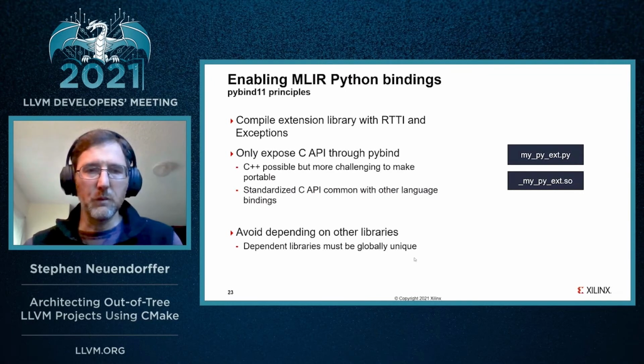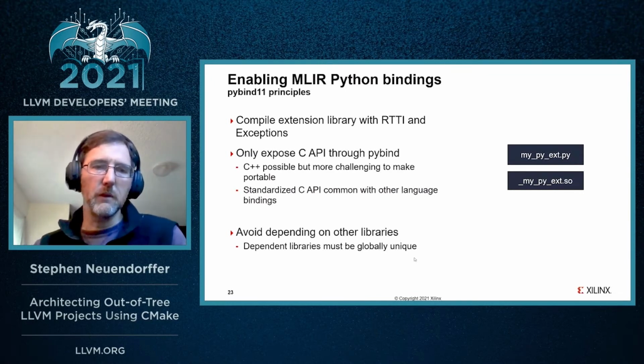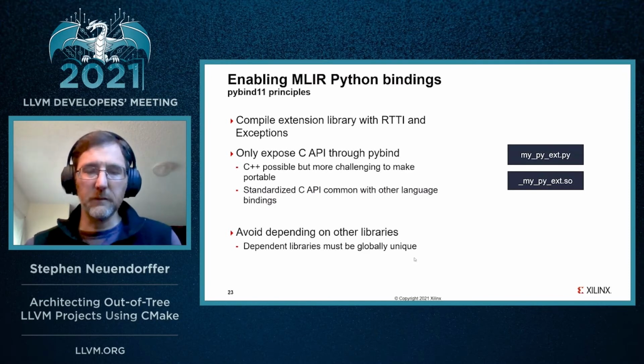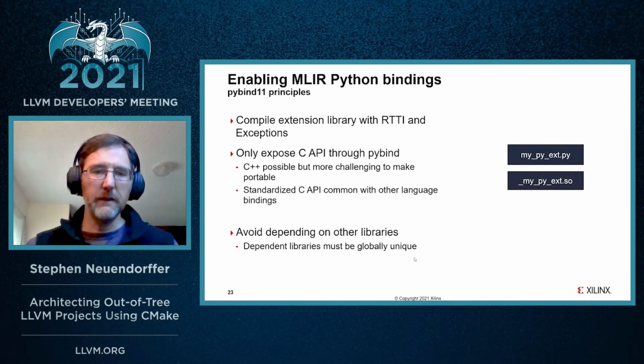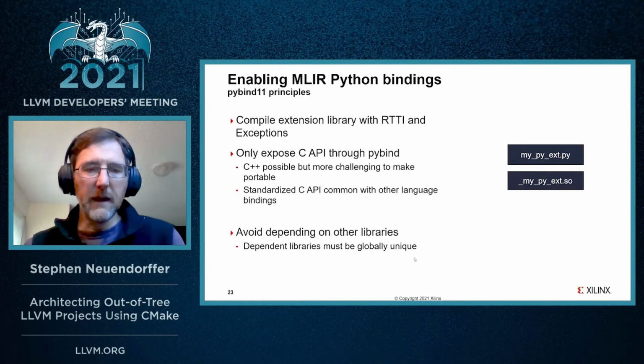So in order to make this simpler, we also only expose a C API through PyBind. PyBind is capable of leveraging C++ and exporting a C++ API into Python, but this turns out to be a lot less portable. And in any event, it's often useful to have a C API defined so that we can enable other language bindings.